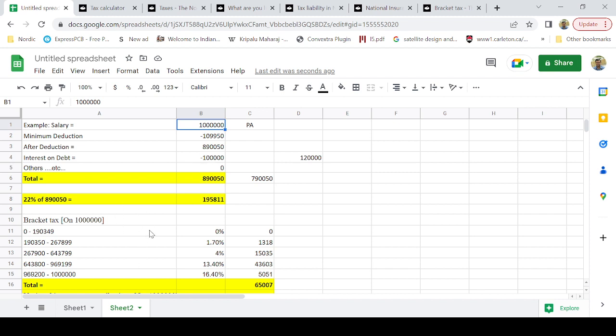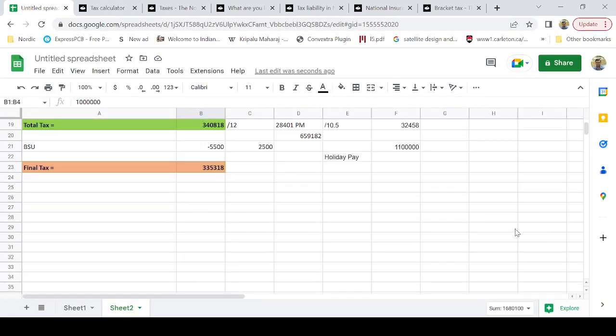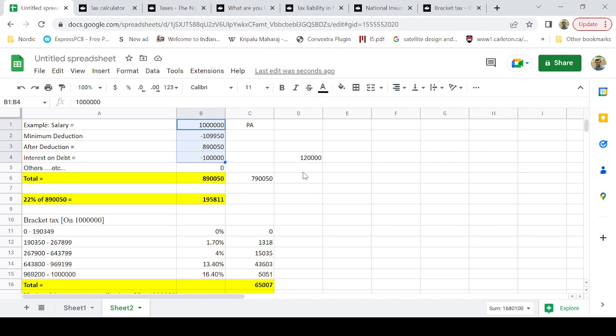So this will always be calculated on the actual income, but your general tax, this 22%, will always be calculated on the deducted income, whatever income you have after the deductions. So just keep track of this. So you can very simply calculate these things.